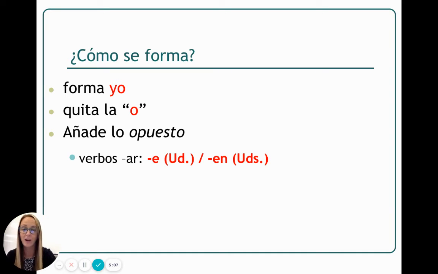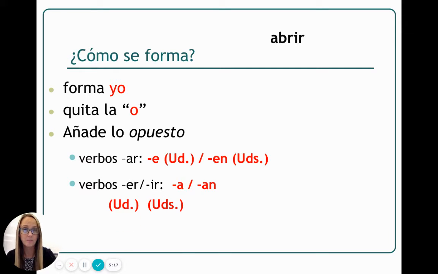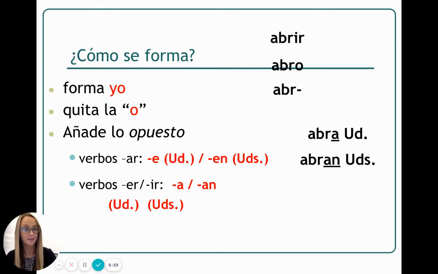So you're filling in for AR verbs, we add an E or an EN. For ER and IR verbs, we add an A or an AN. So think about these examples. Abrir. Yo form, drop the O, add the opposite ending. For one person, abra. For a group of people, abran.